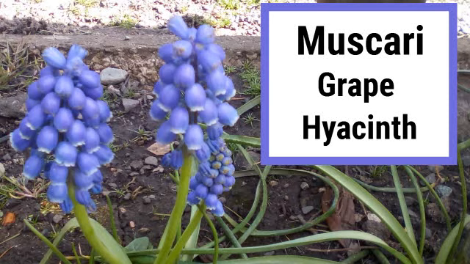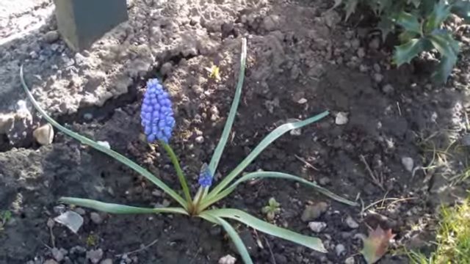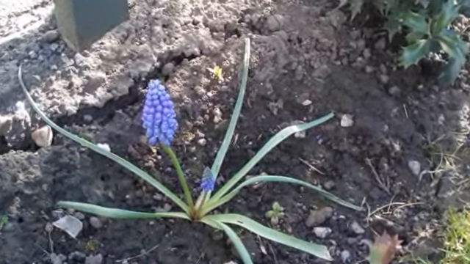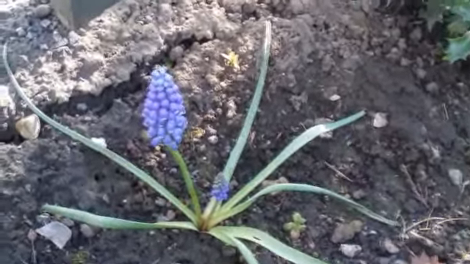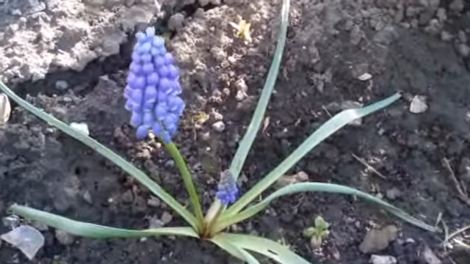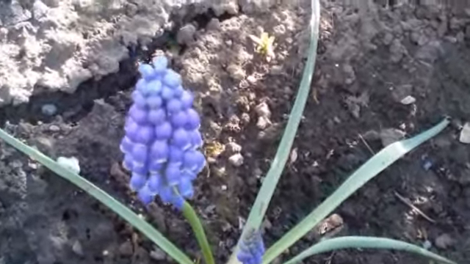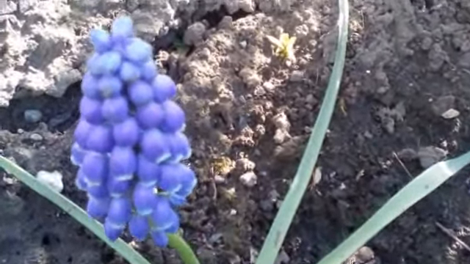Muscari, Grape Hyacinth. Today we're looking at a flower called Muscari, also known as Grape Hyacinth. It is given this name because the cluster of flowers resemble a bunch of grapes.